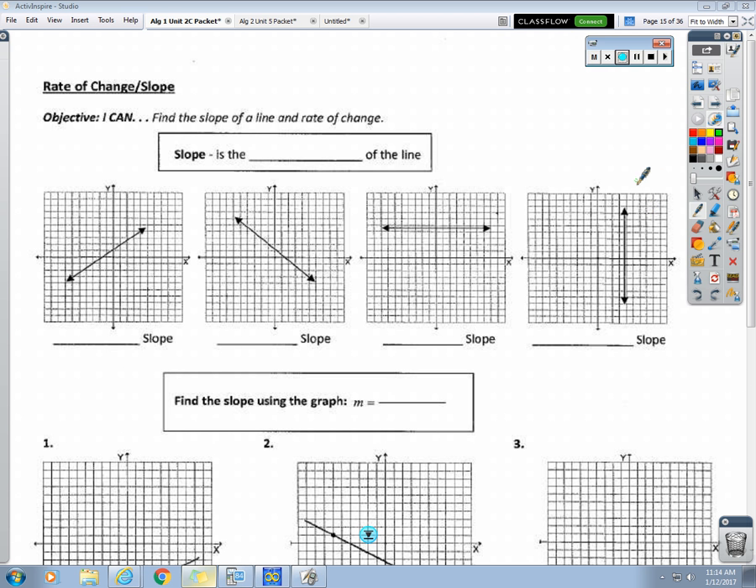Okay, the first thing that we're going to do is I'm going to go over just a little bit of the homework so that people know they're doing it right, or the people who didn't do it will have a chance to get it done tonight.